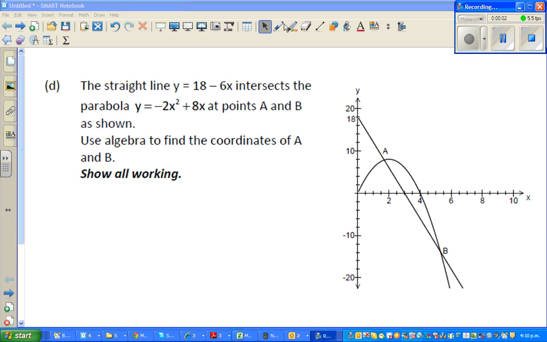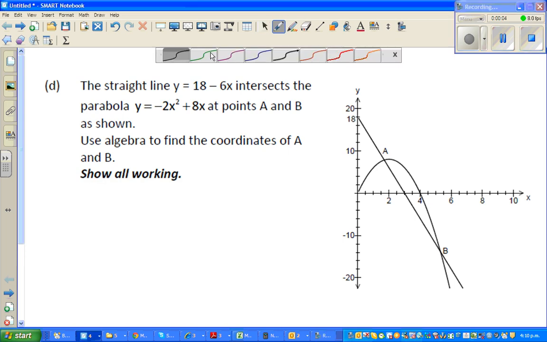Let's look at this question. What does it say? You've got a straight line having the equation y is equal to 18 minus 6x. So 18 is your y-intercept, which is very clear, and it has a negative gradient of minus 6. So it's sloping down from left to right.